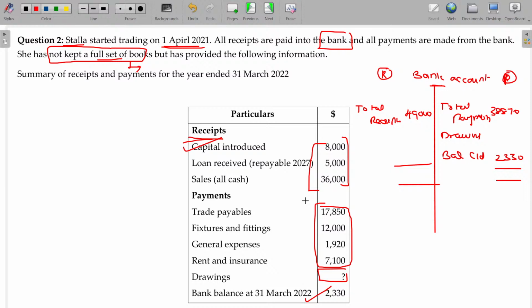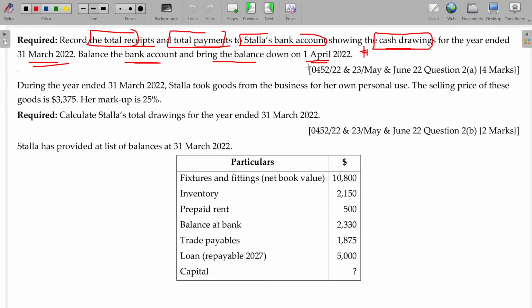And if you tally the missing data, in this case being drawings, which is 7,800. This is cash drawings. Clear? Here we have found out the cash drawings.